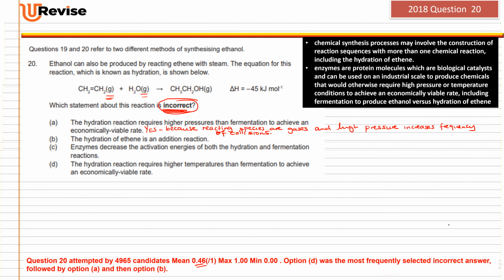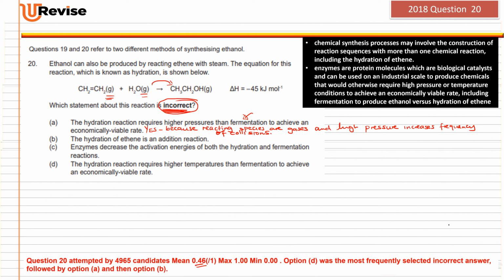And also, if we use a higher pressure for this one compared to fermentation, fermentation does not even require high pressure because the substances used are not gases. So with this one here, if I use a higher pressure and the system reaches equilibrium, there are 2 moles of gas on the reactant side, so we are going to favor the production of more ethanol in the process. Part B reads, the hydration of ethene is an addition reaction.